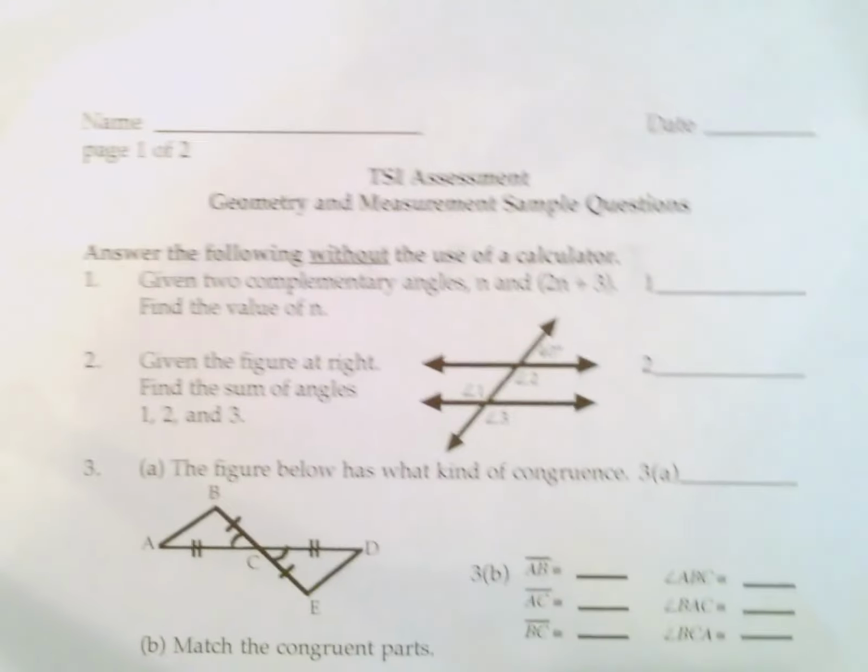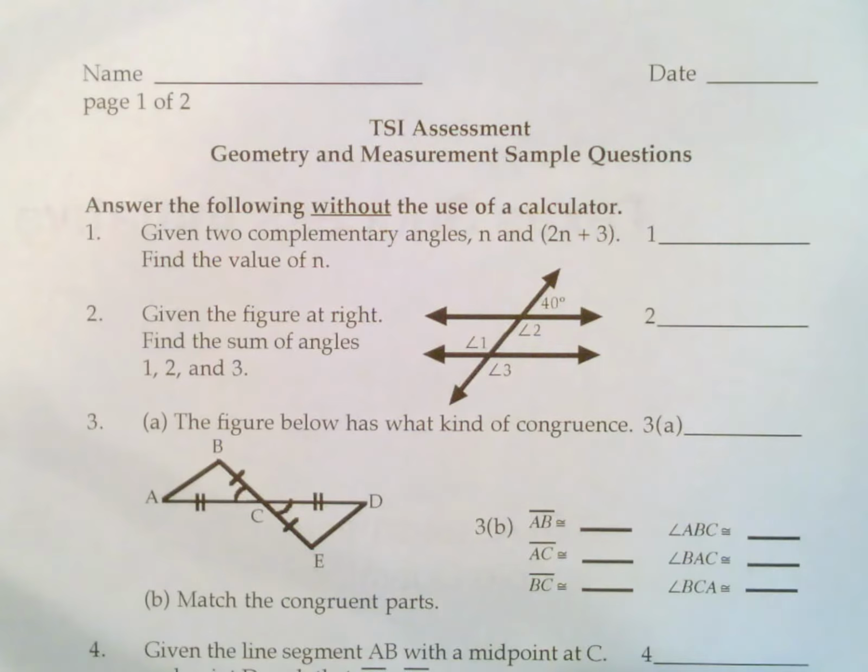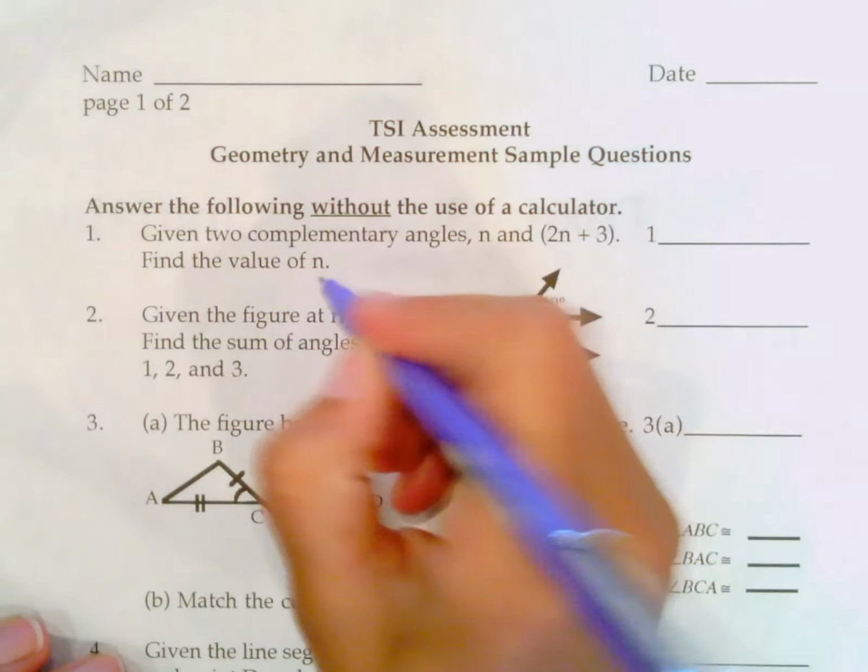Texas Success Initiative. This is the TSI assessment, and we're going to look at some sample math questions in geometry. So, let's begin with number 1. Given the two complementary angles n and 2n plus 3, find the value of n.